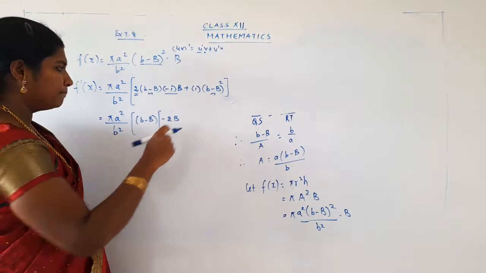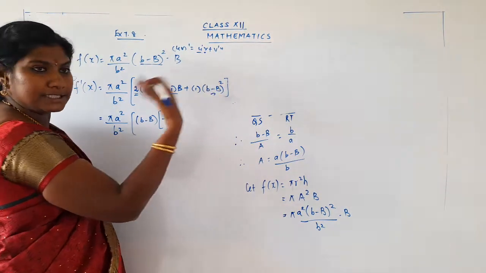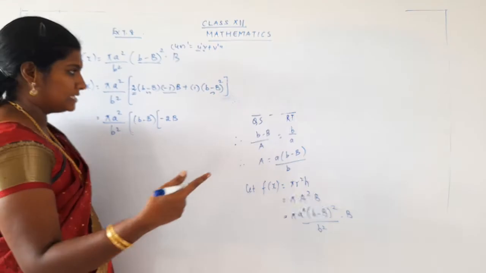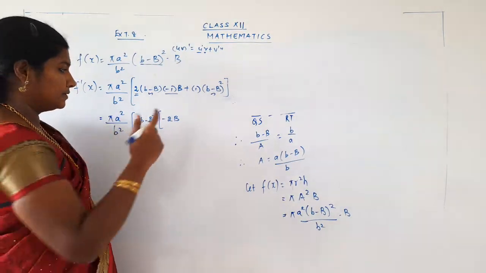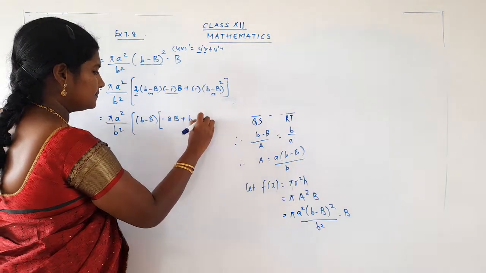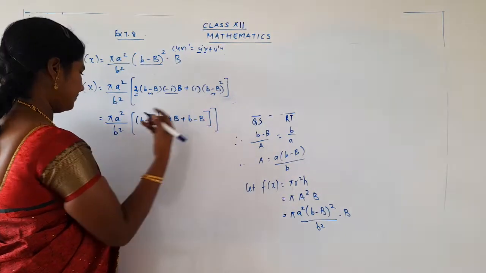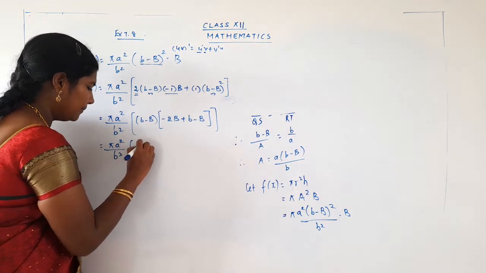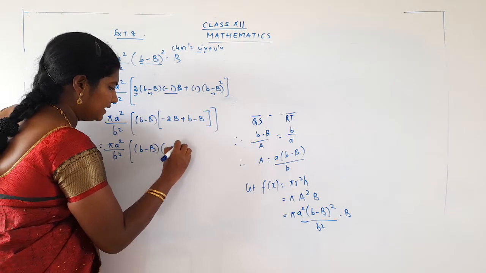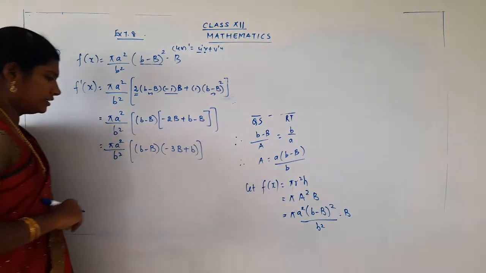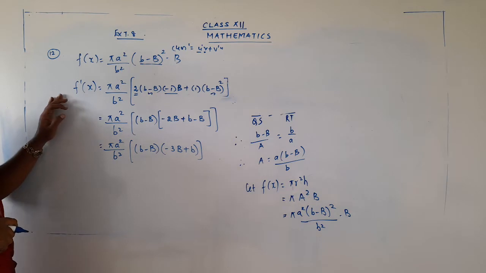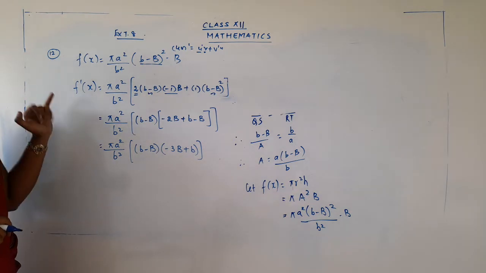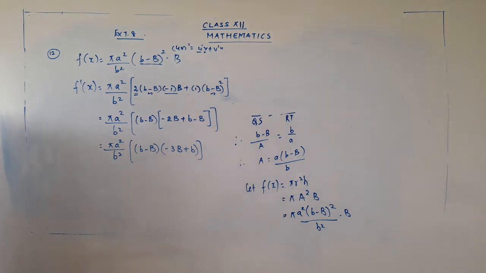So minus 2b. And here 1 b minus b is taken out. So 1 b minus b is left. Small b minus capital B. So this is plus b minus b. Okay. So this is equal to pi a square upon b square, b minus b, this is minus 3b plus b. Okay children. So this is what we get. When you differentiate f of x, that is f dash x is equal to pi a square upon b square, b minus b, minus 3b plus b.